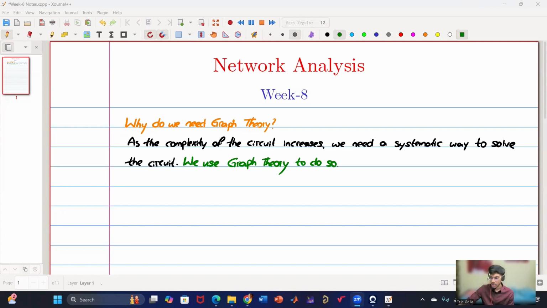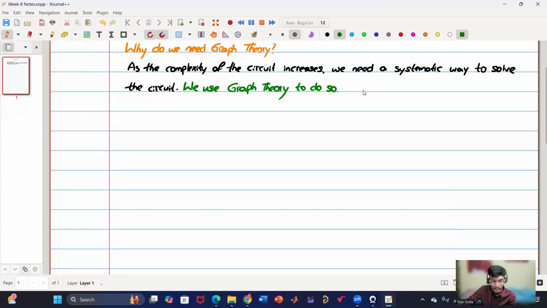So we use graph theory to do so. Do you know what is a graph, or should I explain that also? If you don't know, then I'll explain, else I can skip. Like, what is a graph? How to draw the graph of a circuit? Is that clear to everyone, or should I cover that aspect as well? You covered that, sir. Okay, then I'll cover.